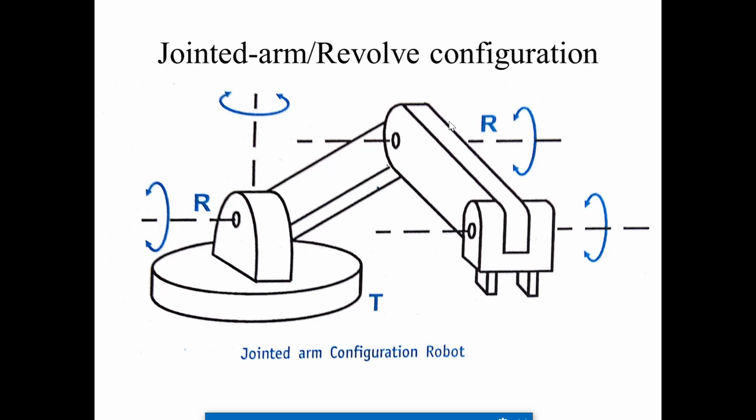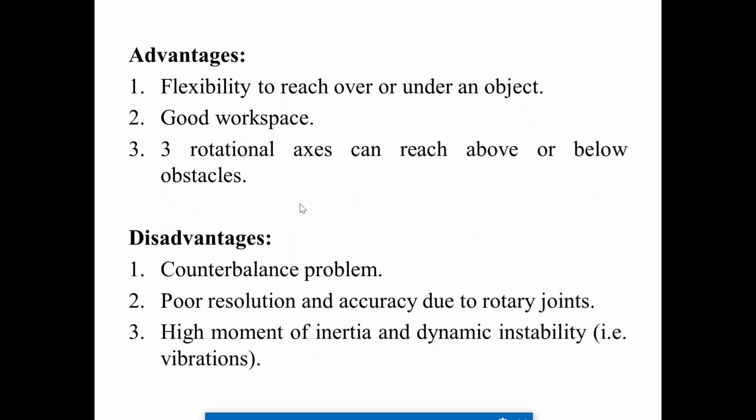Jointed arm or revolute configuration: the configuration looks the same as the earth mover, right? Here we have a certain degree of rotation. Here also it can revolve up to 360 degrees, and here also we have given one joint, and here also the end effector can revolve on its own axis. So the advantages are flexibility to reach over and under an object. It can reach over the object or under the object.